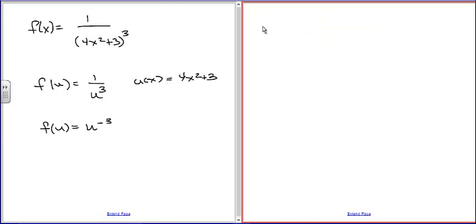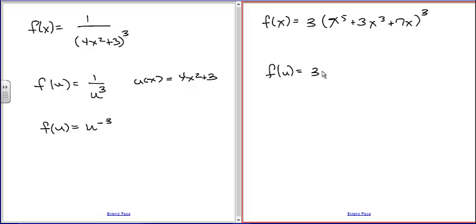Okay, next one. 3 times (x to the 5th plus 3x cubed plus 7x) cubed. So in this case, f of u is 3u cubed, and u of x is x to the 5th plus 3x cubed plus 7x. Again, I think it's in the parentheses.